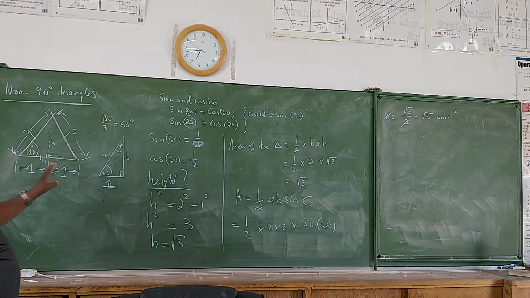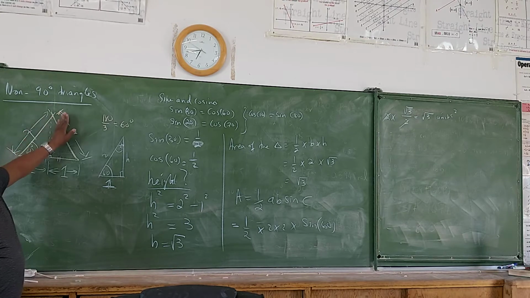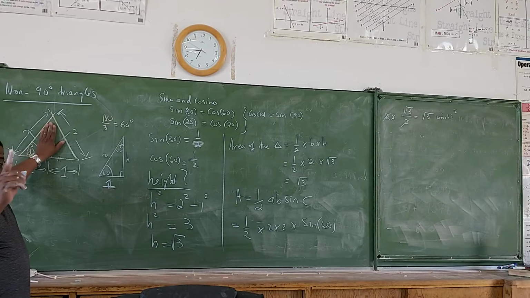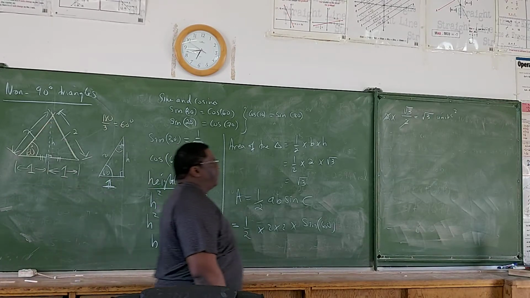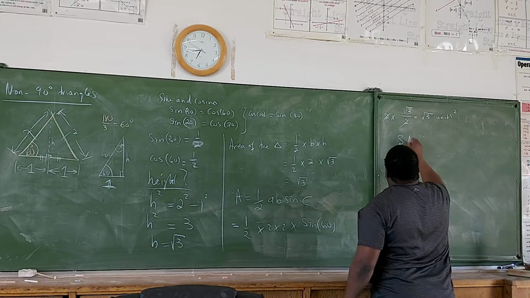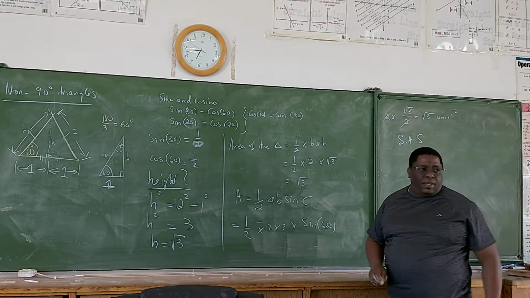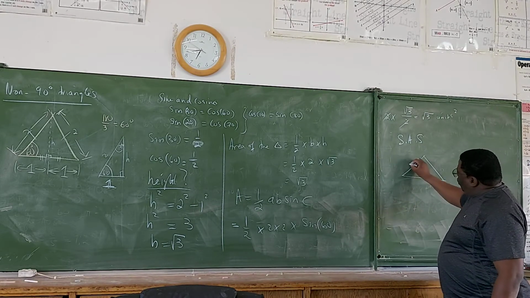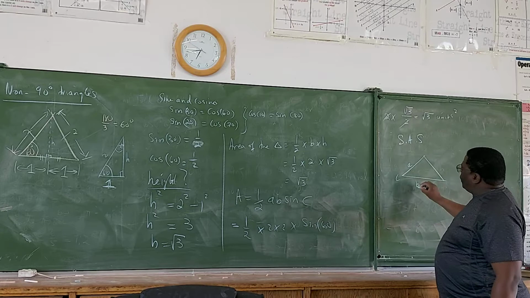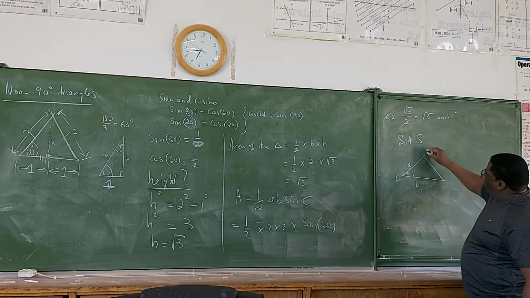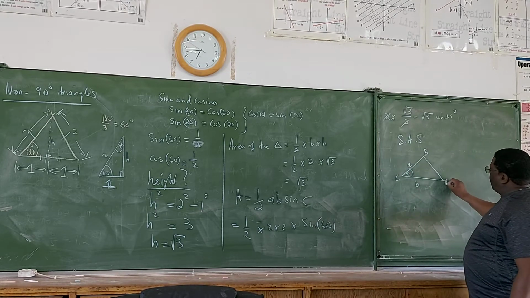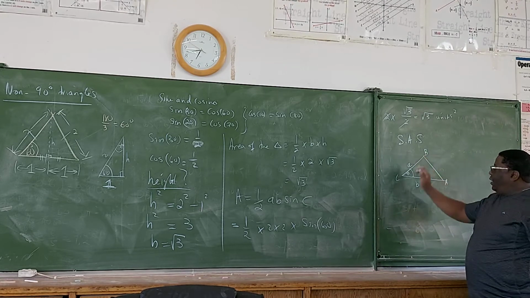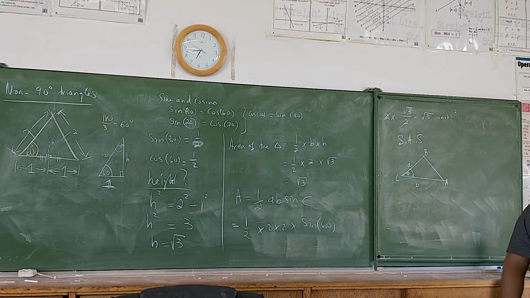When you're dealing with a non-90 degree triangle, you can calculate the area of that triangle given side, angle, side. Any triangle. If you know this side, you know this side, and you know this angle, and this angle is given to you, that is going to be B, that is going to be capital A. You have got two sides, side, angle, side. You can use this formula to calculate this area. Does that make sense to you?